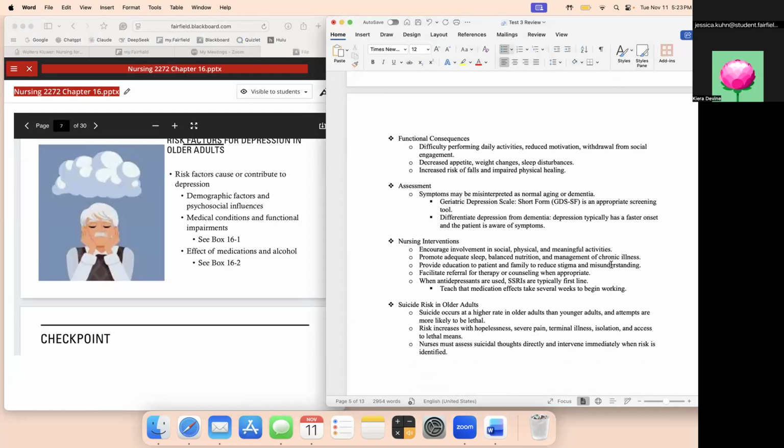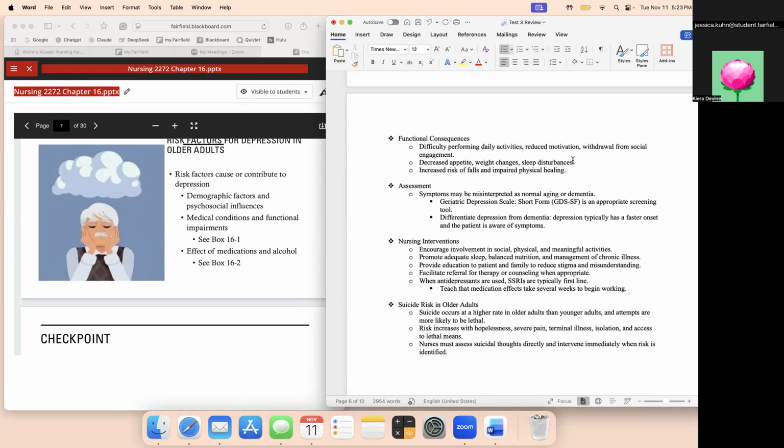Functional consequences of depression is that it makes doing everything a little bit more difficult because you lack the motivation to do it, and because you're withdrawn socially, there's no one holding you accountable for doing it. So performance of daily activities really seems to slide. Decreased appetite, weight changes, and sleep disturbances. It's also hygiene. There should also be hygiene on here.